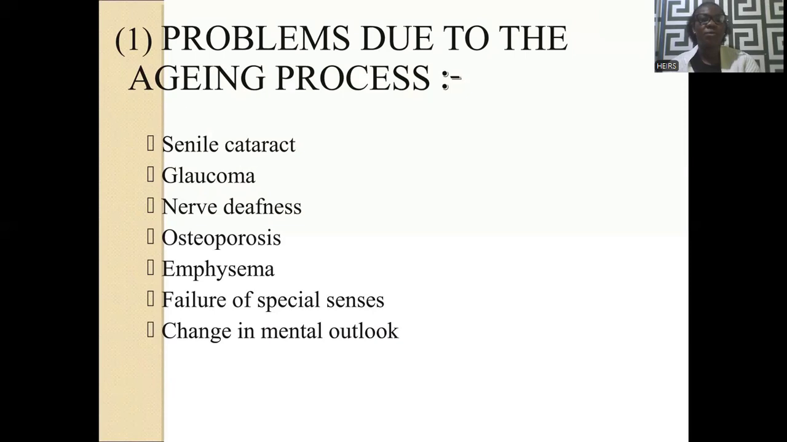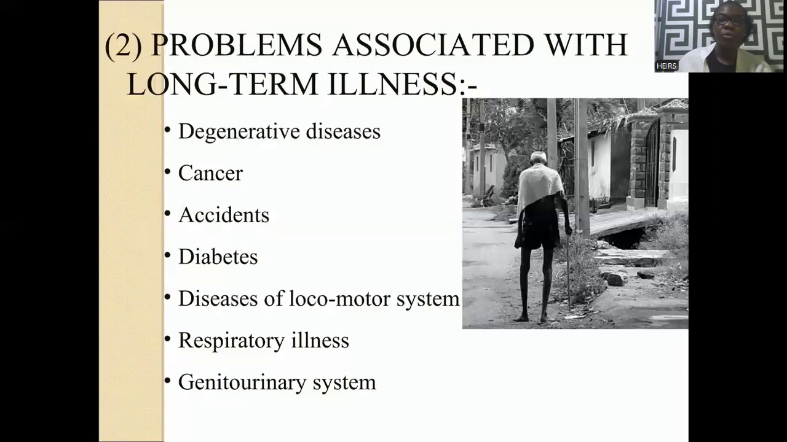So now, there are problems due to the aging process itself: senile cataracts, glaucoma, nerve deafness, osteoporosis, emphysema, failure of special senses, failure to see well, changes in mental outlook. Now, there are also problems associated with long-term illness: degenerative diseases, cancers, accidents, diabetes, diseases of the locomotor system like severe osteoarthritis of the joints, then respiratory illnesses, someone with COPD, urinary system problems like prostate issues, could be BPH, which is benign prostatic hyperplasia, or carcinoma of the prostate.